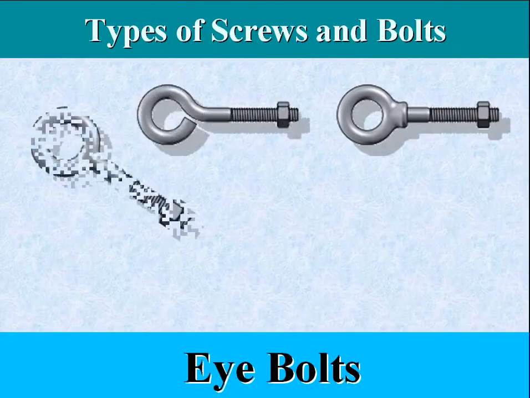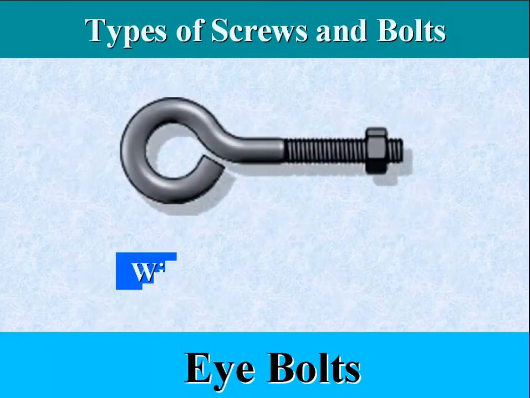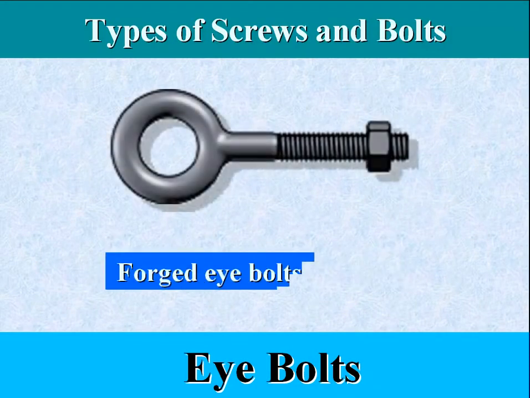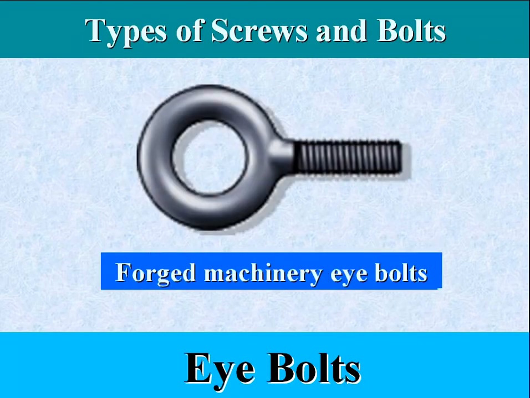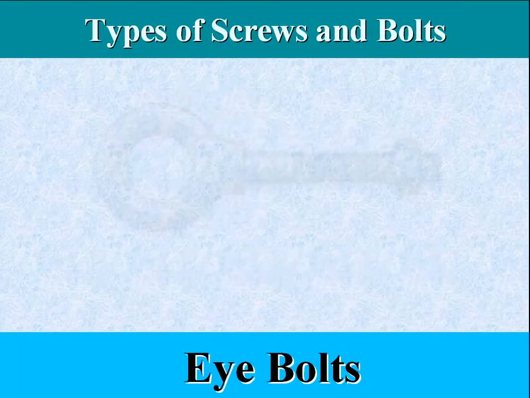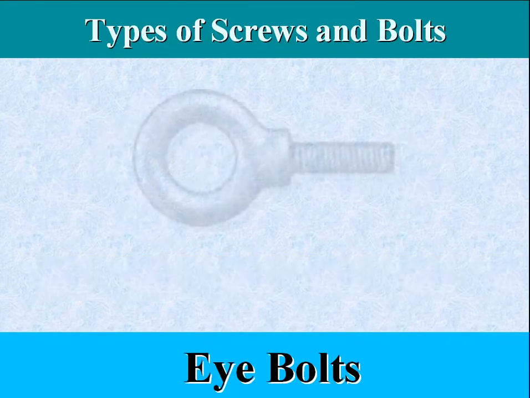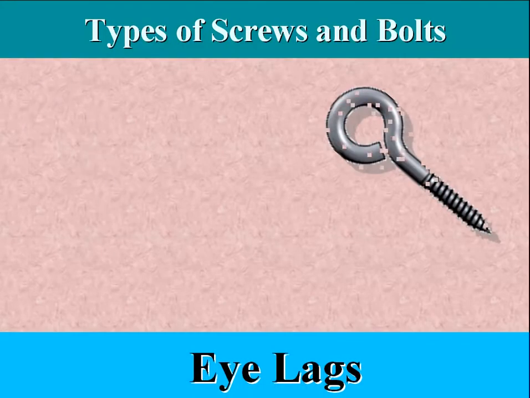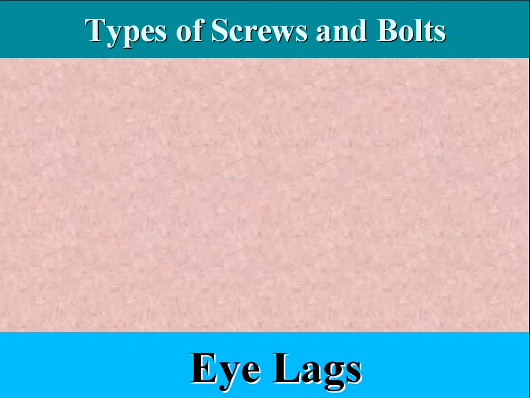Eye bolts are bolts with a circular ring on the head end, used for attaching a rope or chain. Eye lags are similar to eye bolts but with wood threads instead of machine thread.